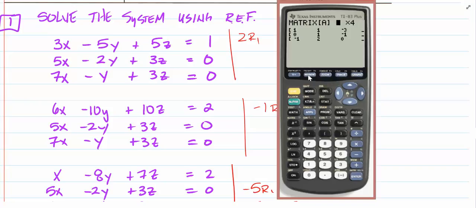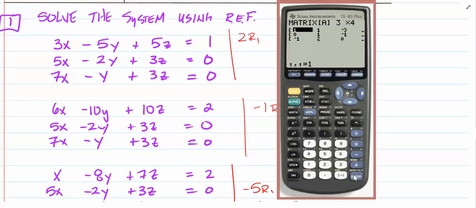If you have a fancy calculator, you just have boxes you're going to fill in. But for me, this is what I see. Now, for matrix A, you have to tell the dimensions of matrix A. The dimensions always go row by column. So there are 3 rows, row 1, row 2, row 3, and there are 4 columns, the x, the y, the z, and the answer column. So when you push 3, enter, 4, enter, you tell the calculator the dimensions of the matrix you'd like to enter.